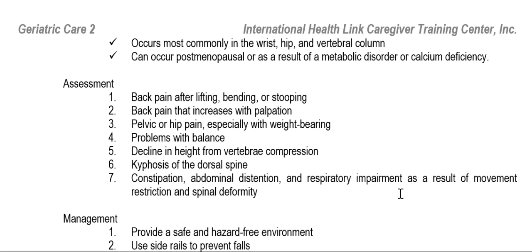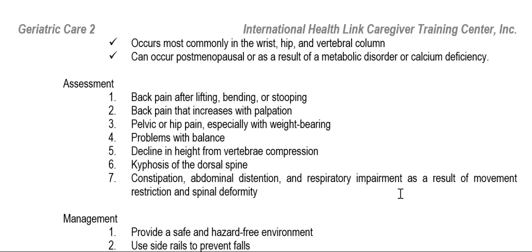Here, we also have loss of weight, and that should be the management. And we have problems with balance, yes. Decline in height from vertebral compression. Because when you have osteoporosis, you will become shorter since the intervertebral discs become compressed. And kyphosis of the dorsal spine. So the individual with osteoporosis becomes hunched.